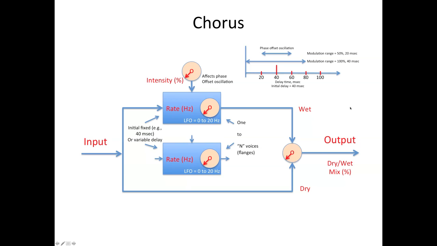Now, when I was talking about phase shifting, if I have an initial fixed delay of 40 milliseconds, what that means is that my copy of my delayed voice is centered here 40 milliseconds away from the original. The low frequency oscillator operating from 0 to 20 hertz modulates that oscillation back and forth at the rate that's set for the LFO. The intensity determines the amount of oscillation back and forth.